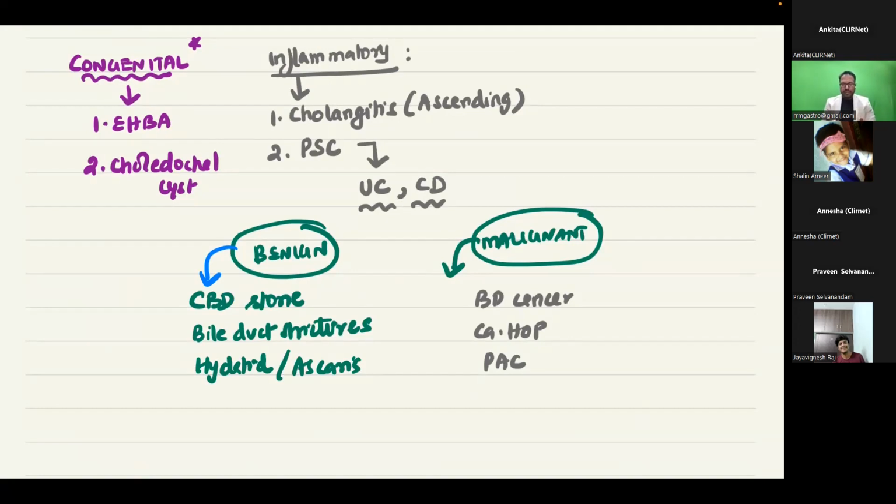So there are many other benign causes we can list out, but please remember these causes: CBD stone, bile duct stricture, ascaris, and hydatid. The malignant causes are bile duct cancer, cancer of the head of pancreas, and periampullary cancer.